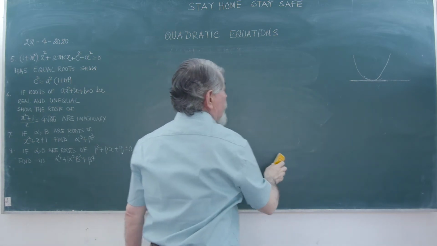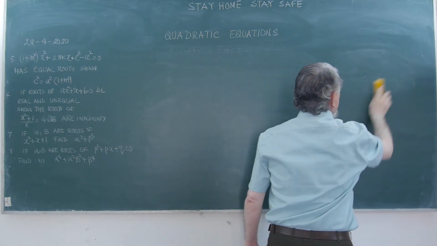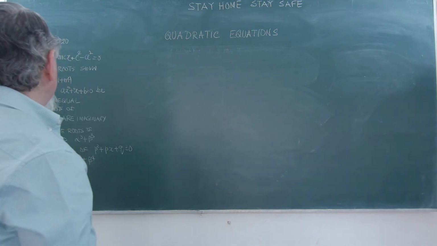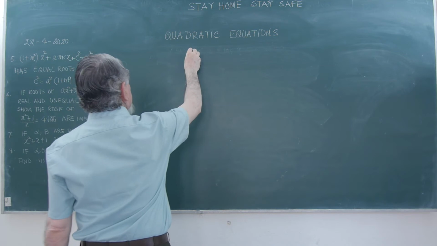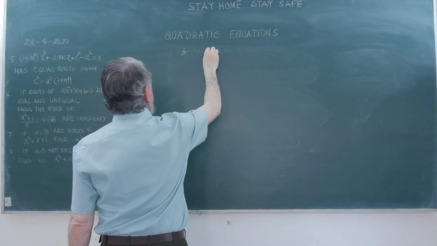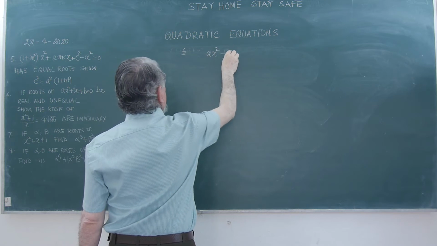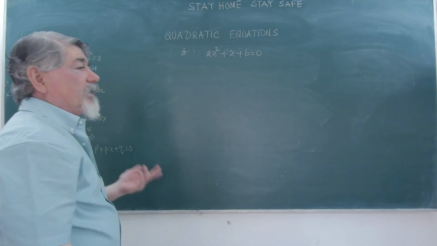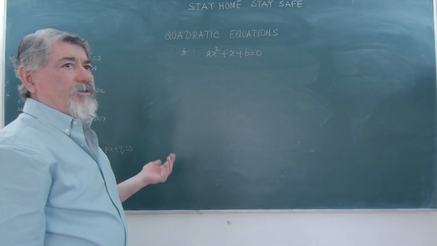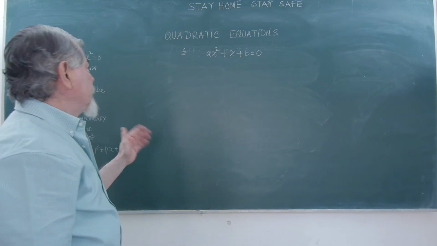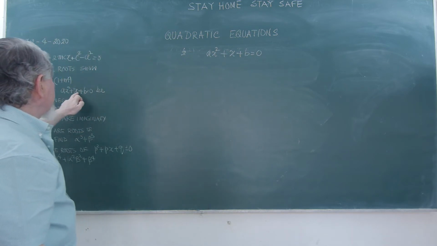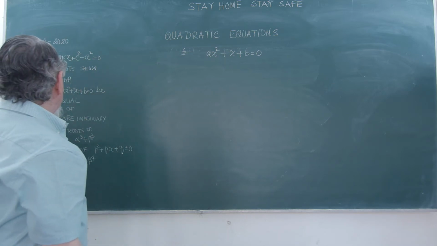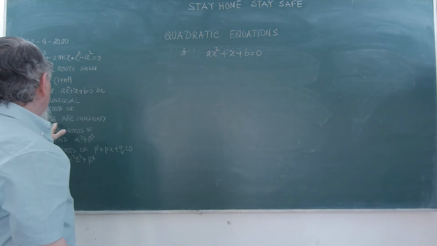After this, let us rub it and see question number 6. Just look at the left side of the board where I have written question number 6. It says, if the roots of ax square plus x plus b is equal to 0 are real and unequal. Real and unequal means distinct. I had used the word distinct, here it is unequal. They are not the same. Then show that the roots of this are imaginary.